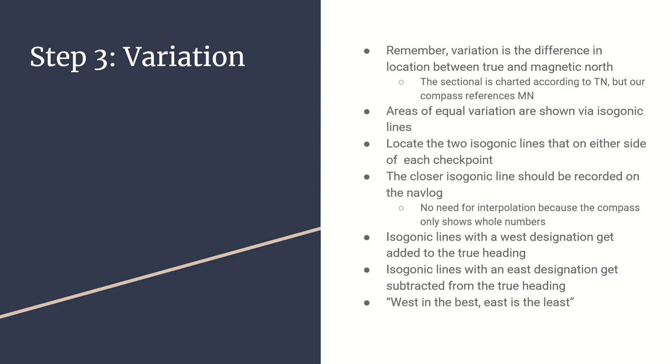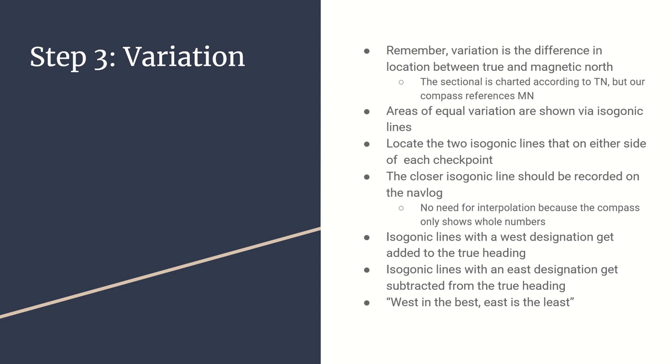The magnetic north actually shifts a little bit every single year, and variation exists to account for that difference. The sectional chart that we've been looking at so far is plotted in reference to true north, so those lines of latitude and longitude all correspond to true north. But what our compass and our heading indicator would read is everything in reference to magnetic north. So we have to make that conversion when we're doing the planning so that we are headed in the right direction.